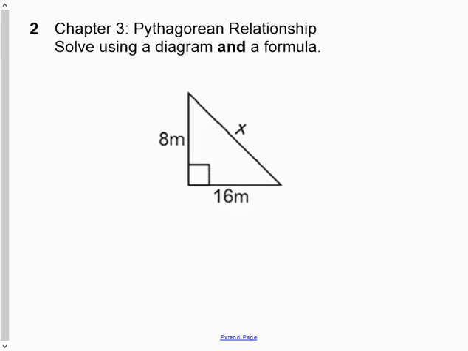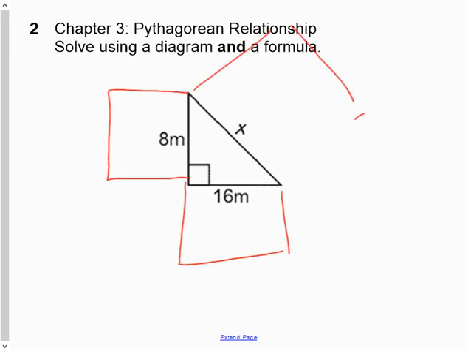Our second question is Pythagorean relationship, and it asks you to solve two ways, both a diagram and a formula. So with a diagram, what we learned was if we attach squares to all of the sides of a right triangle, Pythagoras said the area of the two squares attached to the legs, this is a leg and this is a leg because it makes up the 90-degree angle, their two areas added together will be the area of the square attached to the hypotenuse. So if this side length is 8, then the area of this square would be 64 meters squared, or 8 times 8. And if this side length is 16, then 16 times 16 is 256 meters squared.